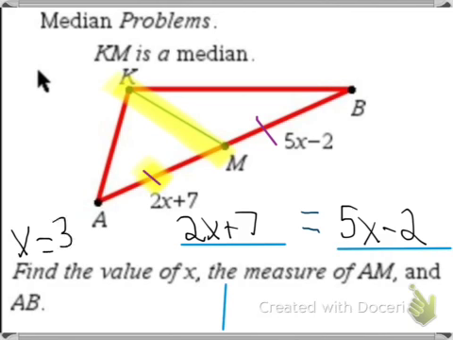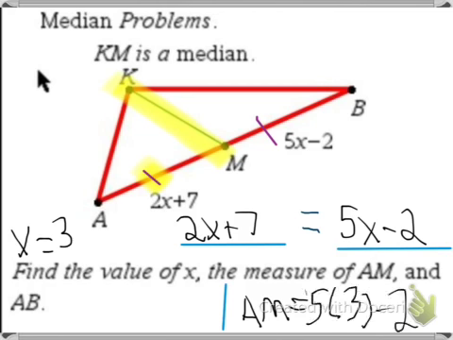And to figure out the measure of AM, this is going to be over here, AM is going to equal 5 times 3 minus 2, and when you do all that, it's equal to 13. So I'm going to put this up here. AM is equal to 13, which means that MB is also equal to 13.